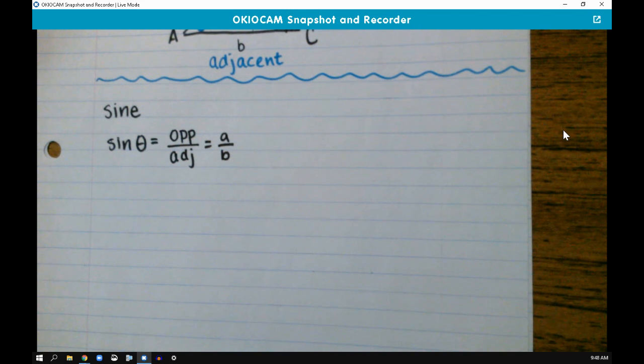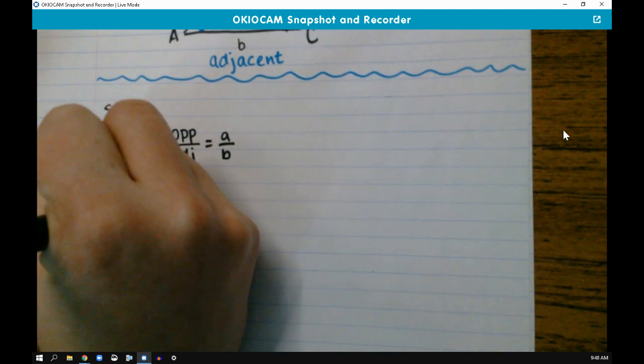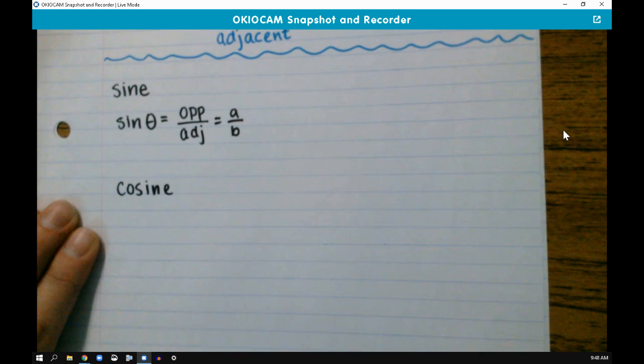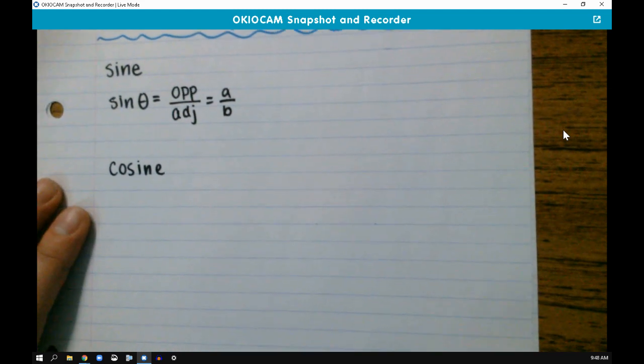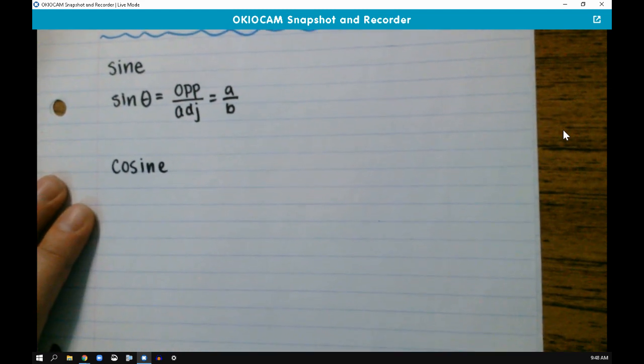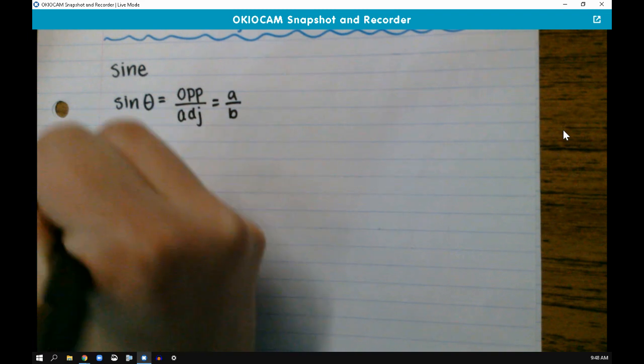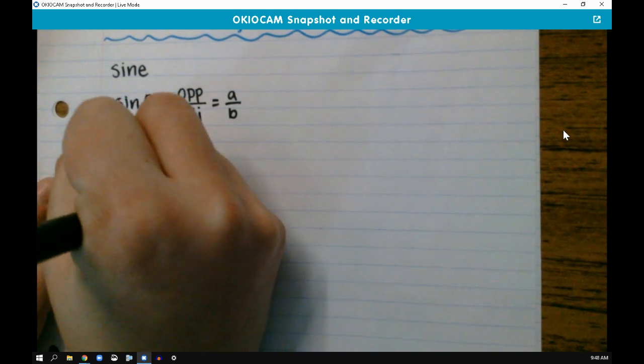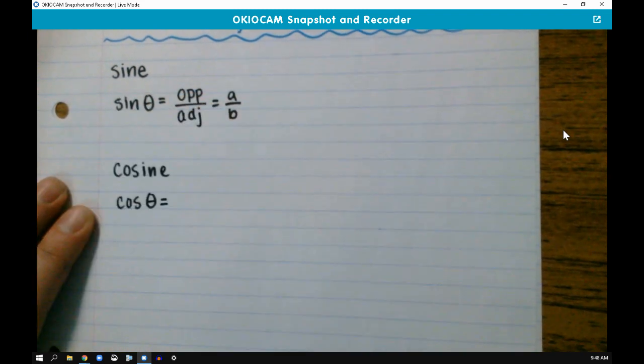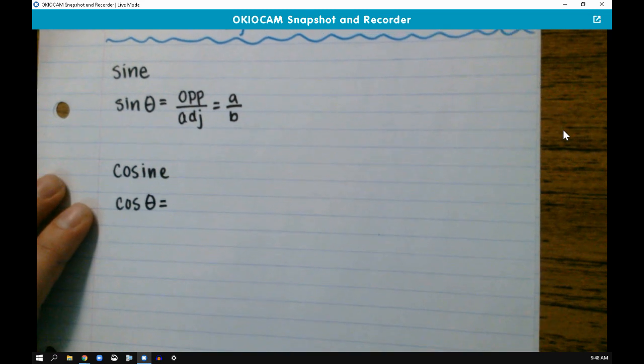Okay, next trig function is cosine. Cosine is spelled C-O-S-I-N-E. It's pronounced cosine. Its abbreviation is C-O-S. Cosine of theta is equal to adjacent over hypotenuse.